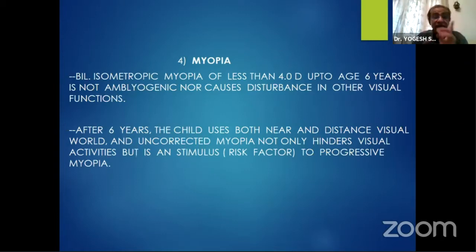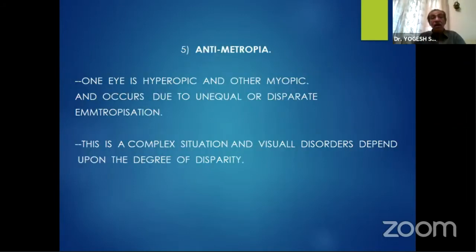Now, after 6 years, the child uses both near and distant vision, as I was telling you. And myopia not only hinders the visual activities, but is a stimulus and risk factor for progressive myopia development. Now, antimetropia. What is antimetropia? It is not given in books, but it is there. It is now coming in vogue. One eye is hyperopic and one eye is myopic. That is antimetropia.